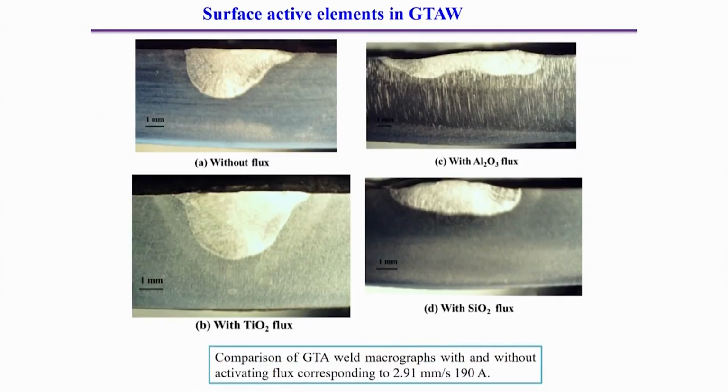But if we look into the TiO2 flux, here you can see a marginal improvement in the weld penetration. SiO2 also shows some marginal improvement, that means the width reduces and the depth of penetration increases. So, in this case, out of Al2O3, TiO2 and SiO2, the TiO2 is the most effective active element in the present system of welding, that means with the present conditions of the welding.